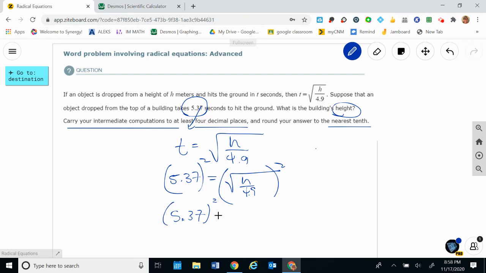Leave it like this. And then look, you get h over 4.9. To get rid of the 4.9, multiply by it. And look, plug that into your calculator and you won't have any issues with rounding at all. And you'll just do 4.9 times 5.37 squared. Okay?